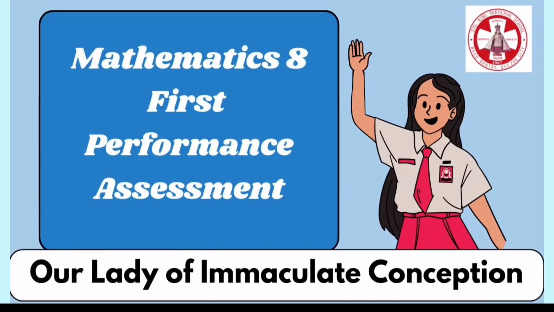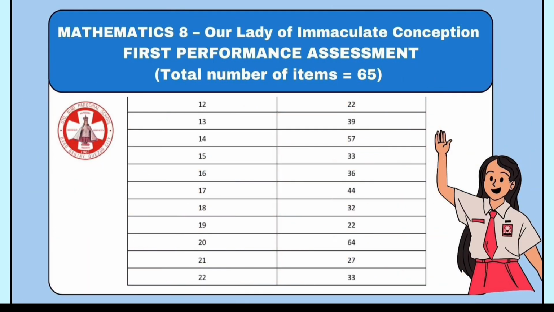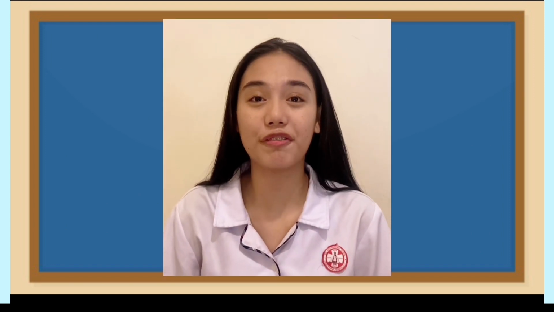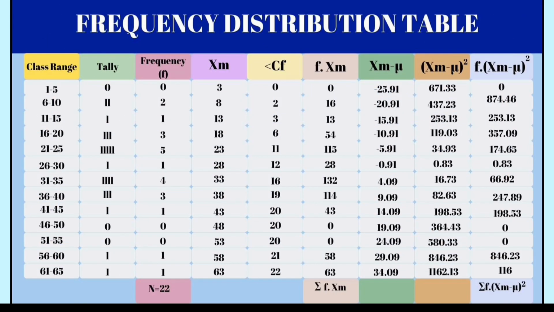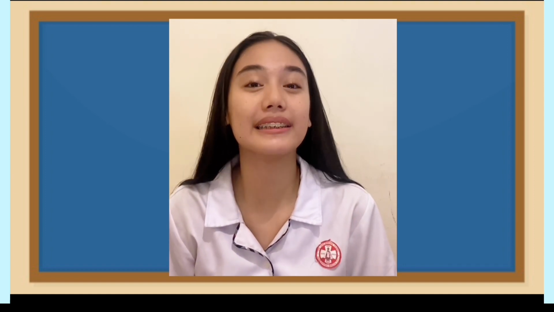Here is our second data, Mathematics 8 First Performance Assessment of Our Lady of Immaculate Conception. Let's take a look at the results of their first performance assessment. Let us complete the frequency distribution table. Now, let's reveal the frequency distribution table results, modal class and standard deviation.